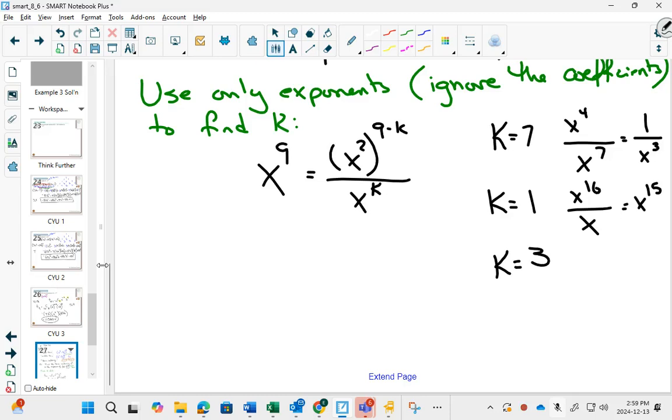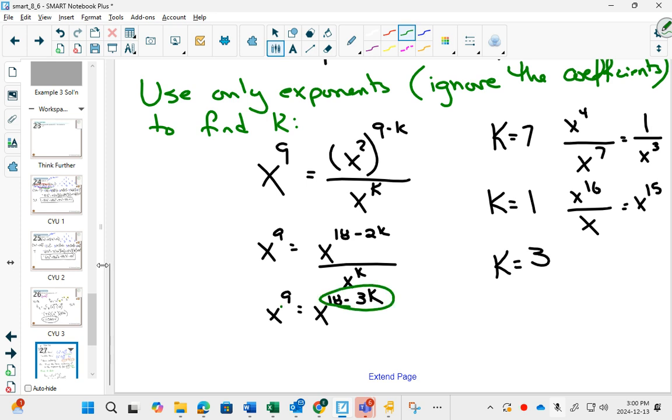Now, sometimes on the exam they say you need to solve it algebraically. In that case, you have to use your exponent laws. We have x to the 9 on this side. You have x to the 18 minus 2k over x to the k. What's the law for dividing? We subtract. You would have x to the 9 equals x to the 18 minus 3k.